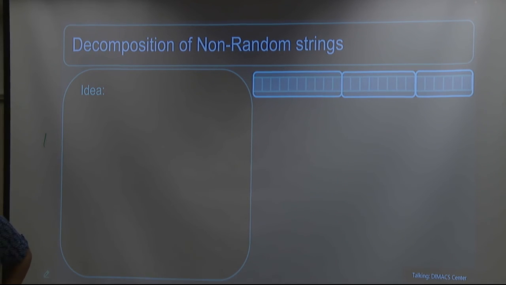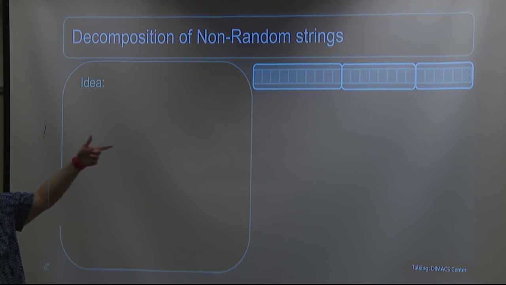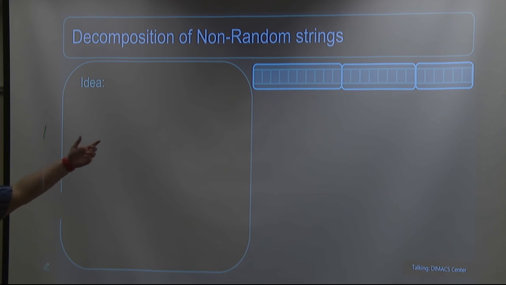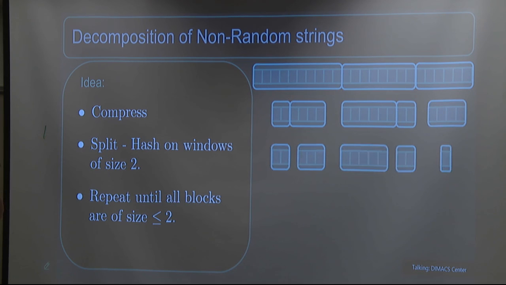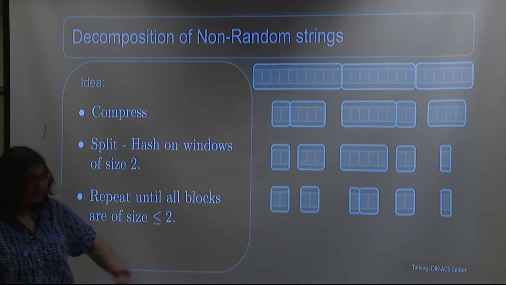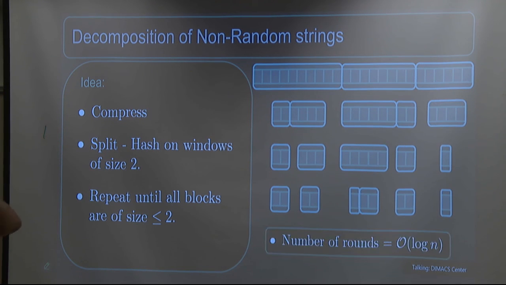So now the main idea is that we start with an initial split by the sliding window that we did, and now some of the blocks are large. So for those blocks we compress, and now we repeat this. We split and then we compress, then we again split, and if some of the blocks are large, we compress. We do this until all the blocks are of size less than or equal to 2 characters. So the number of rounds, since every time we are compressing by a constant factor, is order log n.